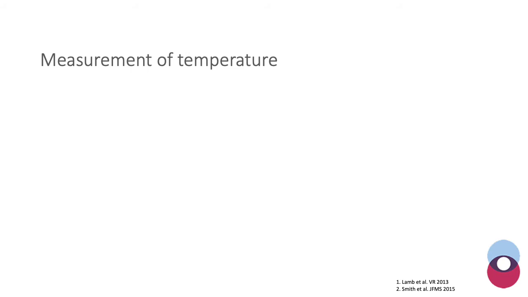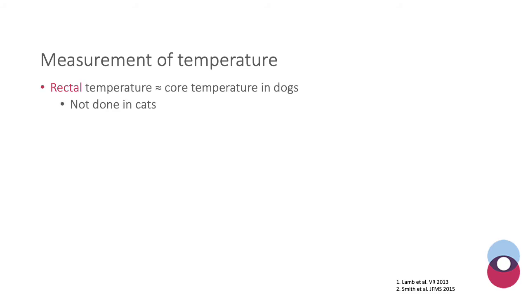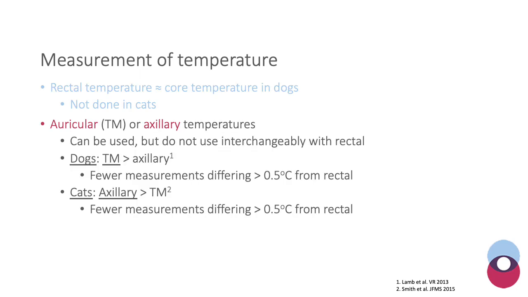So then I just want to go through the way that we measure temperature, because most of the time we do end up using rectal temperature, and the reason why we use rectal temperature is that it is very closely related to the core temperature in dogs. So when we measure rectal temperature, we think that it reflects the core temperature, or at least is very close to the core temperature. This study has not been done in cats, but we do think it is very much the same. There are other studies out there that have shown that we can also use auricular or tympanic membrane or axillary temperatures.